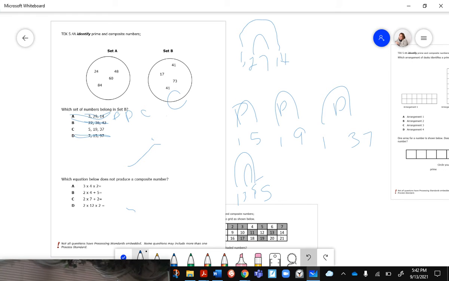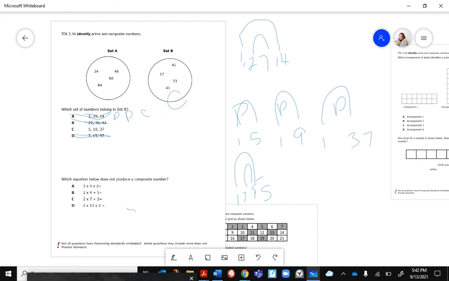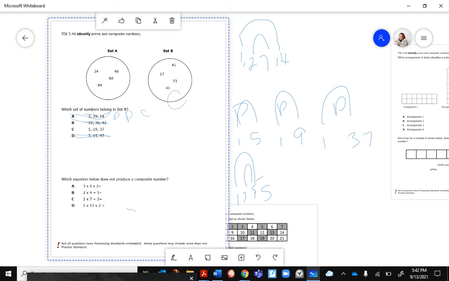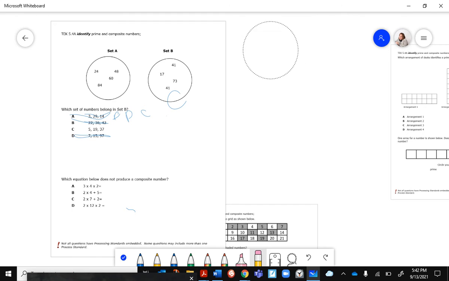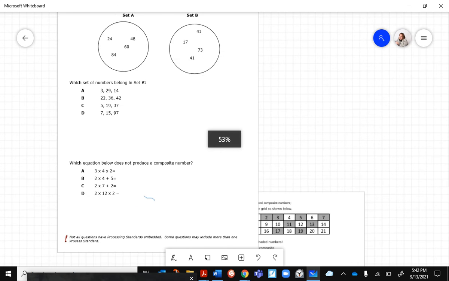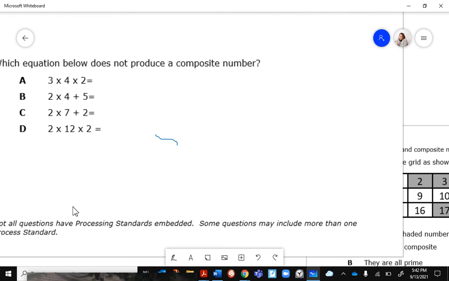All right, next one. Which equation below does not produce a composite number? I'm going to erase this part here, and I want to make sure that I increase this part. So which equation does not produce a composite, which means that we're looking for prime numbers. So I'm going to start multiplying.